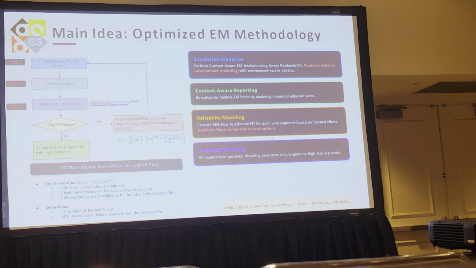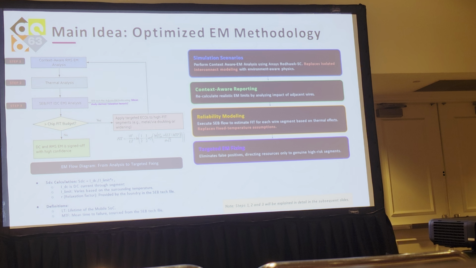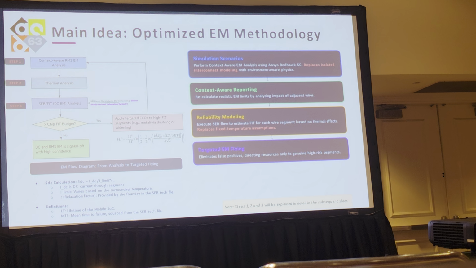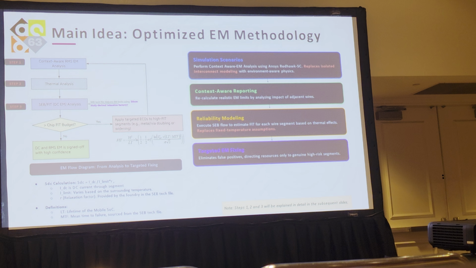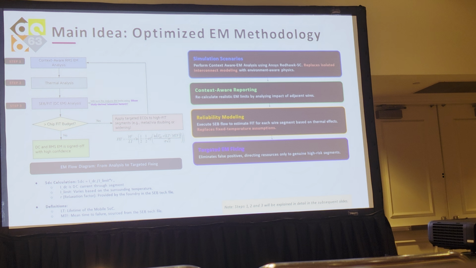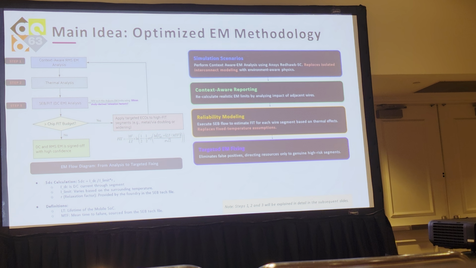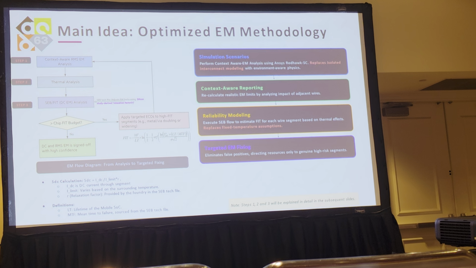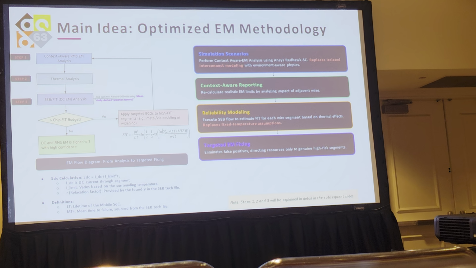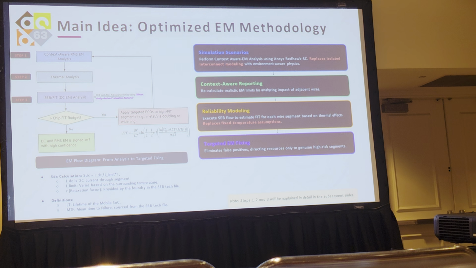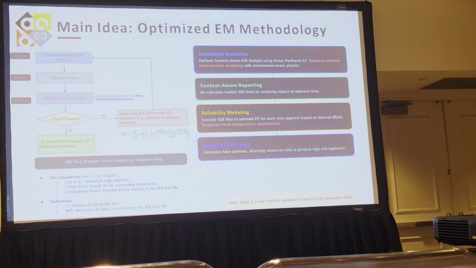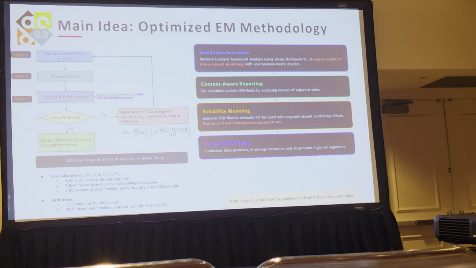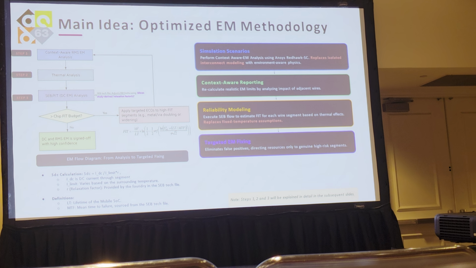In the second stage we have thermal analysis. Instead of assuming some constant temperature value, the tool actually calculates the heating that a wire can dissipate based on the current flow for a given scenario and activity, recalculates the EM limit, and then does the analysis. In the third stage we have SEB, which is statistical EM budgeting, or FIT analysis.